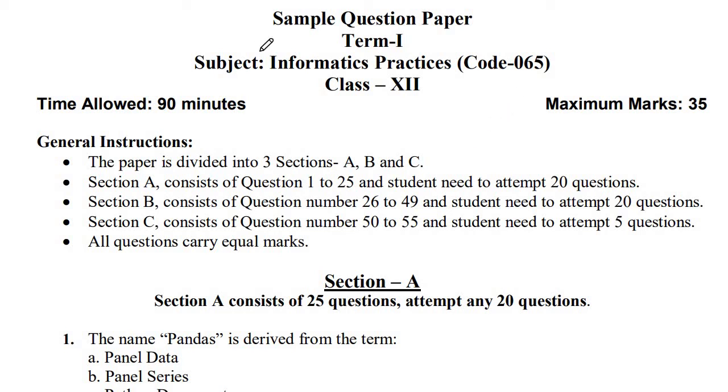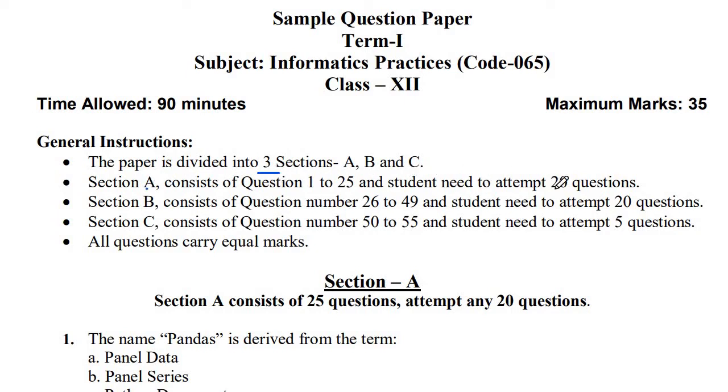Namaskar students. Today we are going to solve the sample paper that is published by CBSE. It is for term 1 and it is a 90 marks, 90 minutes paper, and the maximum number it will give you is 35. It is divided into three sections A, B and C.